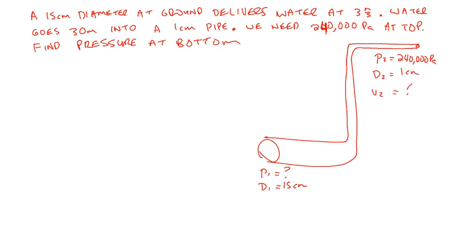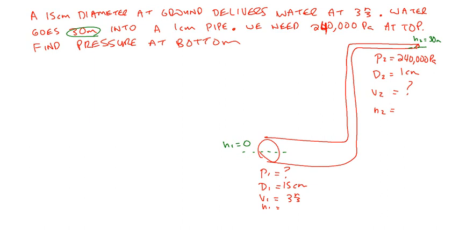Velocity 2, we don't know that one yet. Velocity 1 was 3 meters per second. And what else do we need? Height 1 and height 2. You could call anywhere you want 0. The thing that's easiest and makes the most sense is to say, well, this is down at ground level, so I'm going to call H1 0. And then up here, it goes 30 meters up, so H2 equals 30 meters. That's the easiest way to do it because you lose a term that way.